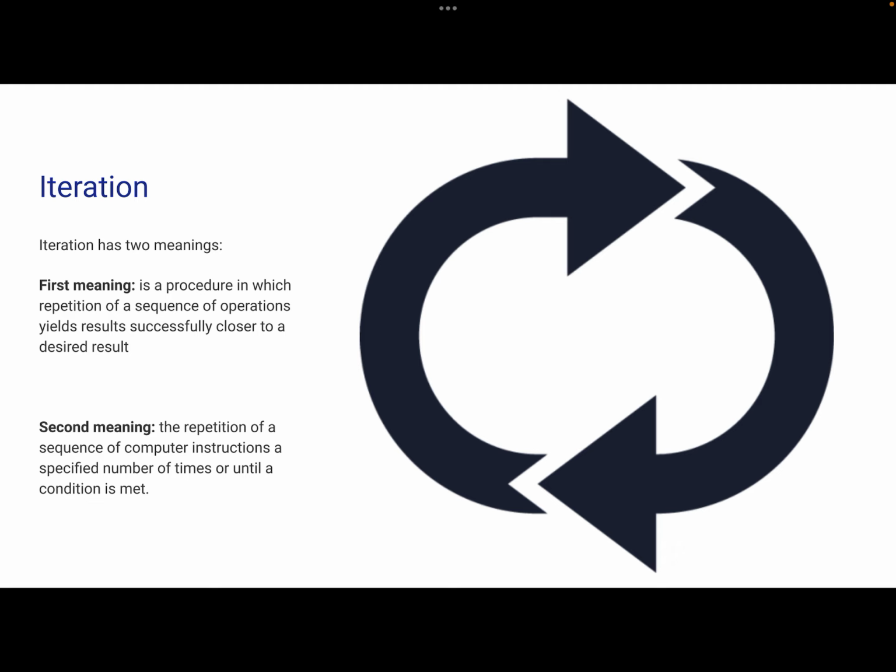So, here is the explanation of what iteration is with the two meanings. The first meaning is a procedure in which repetition of a sequence of operations yields results successively closer to a desired result. And the second meaning is the repetition of a sequence of computer instructions a specified number of times or until a condition is met.